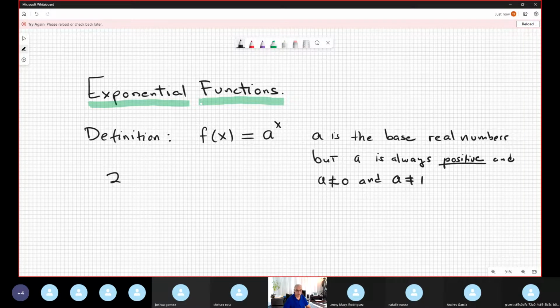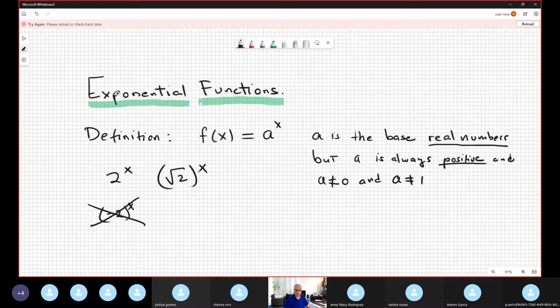Let me try to explain this idea clearly. For example, 2 to the x is good. Square root of 2 to the x is good. It's a real number, maybe rational or irrational. But negative 2 raised to the x is not exponential. It's totally illegal by definition, because the base is negative.